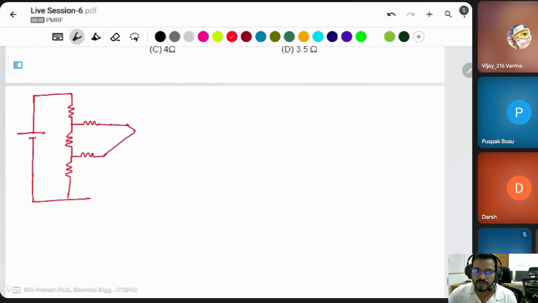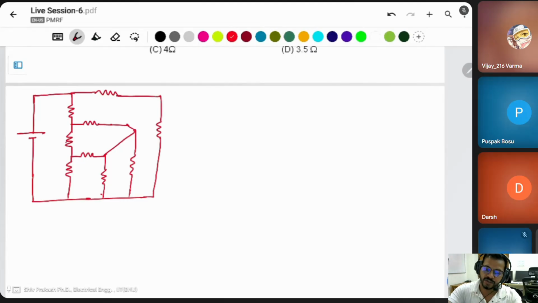If you take the direction yourself, then that direction may be reversed. But if the direction is given in the question, then you can't reverse it. You have to find the current related to that direction only, and put the value according to this direction.